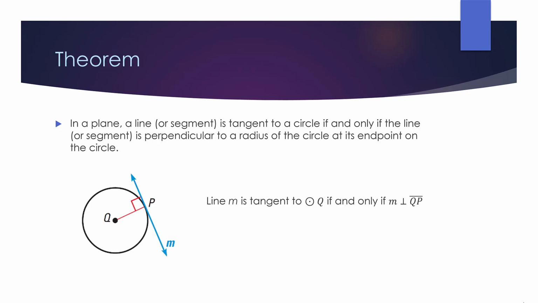So here's our first theorem. In a plane or a flat surface, a line or segment is tangent to a circle if and only if the line or segment is perpendicular to a radius of the circle at its endpoint on the circle. So here we have a line M that will be tangent to the radius QP only if it is perpendicular. So let's see what this means for us.